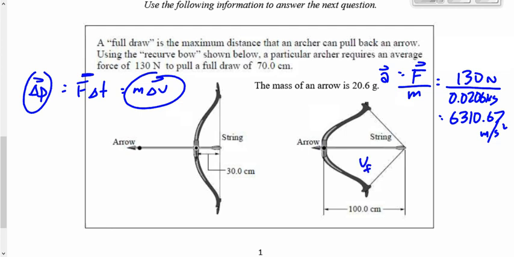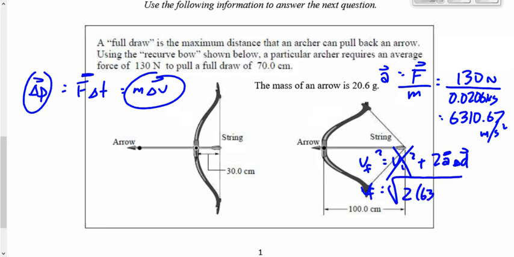Okay, so VF, that one that we seem to use so often, right? So VF is equal to, this would be 0, right? 2 times 6310.67 over an acceleration distance of 0.70. And that gives us VF. I think you're going to get lightning fast calculation in my head here, 93.9944. Wow, isn't that quick?